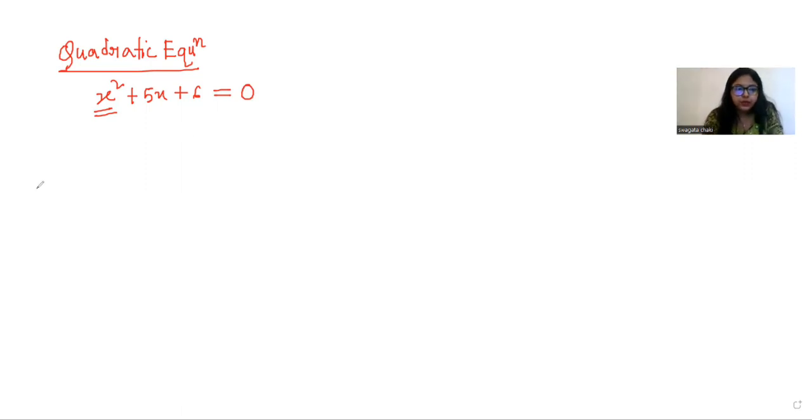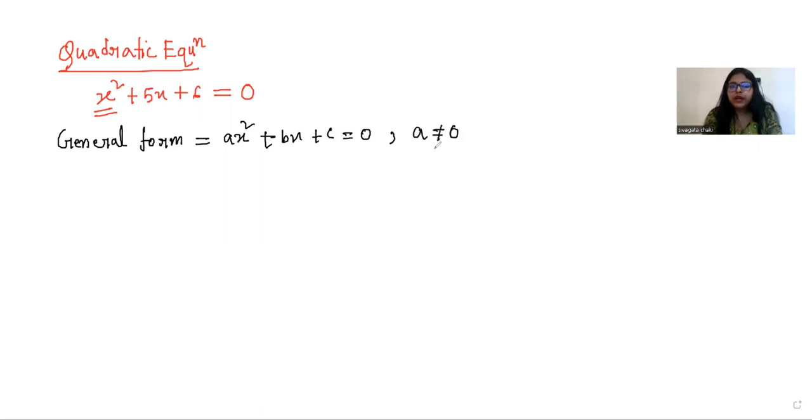Okay. Now we have to know the general form of a quadratic equation. So what is the general form? The general form of a quadratic equation is ax square plus bx plus c is equal to 0, where a is not equal to 0. Why a not equal to 0? See here, if we take a is equal to 0, that means 0 into x square, this term will vanish. So we will get a linear equation bx plus c, where c is the constant. So a must not be equal to 0, because if this term is 0, then this will be a linear equation. It is not a quadratic equation. So this is the general form.